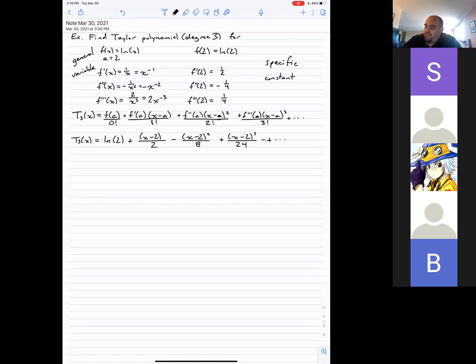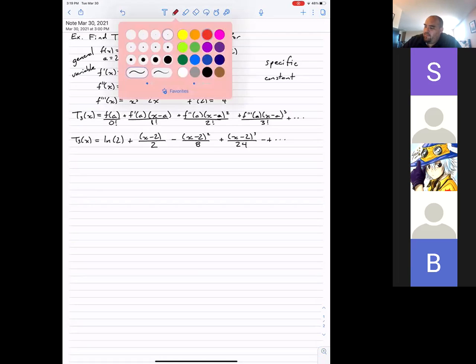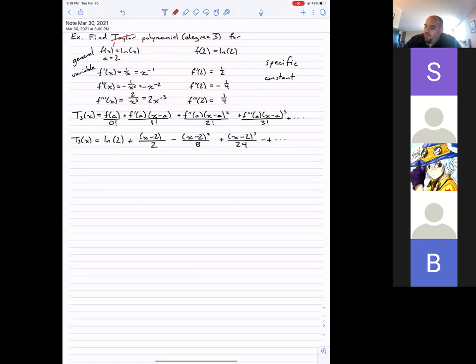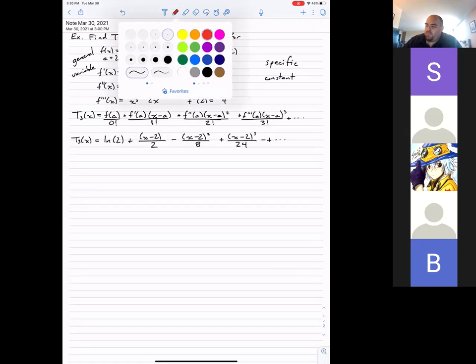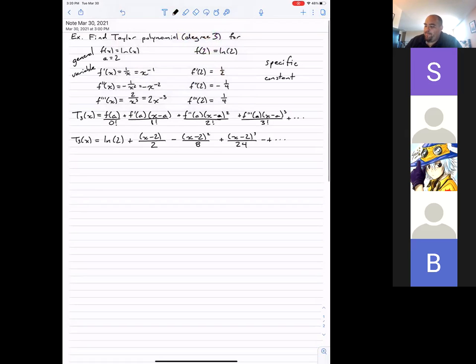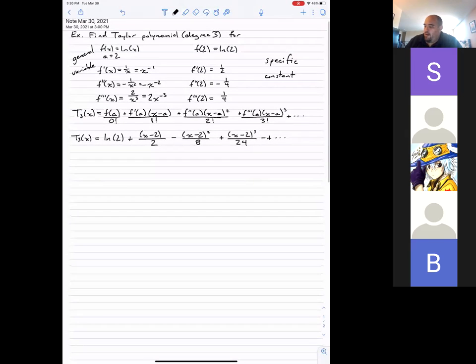Let's say I would have replaced this word Taylor with the word Maclaurin. If I ask you for a Maclaurin polynomial, do I have to give you the center point? No. Why not? Because the center point's always going to be 0. Right. So by definition, a Maclaurin series is just a special case of a Taylor series. It's the specific Taylor series where the center point is 0. All right, that was a good question.